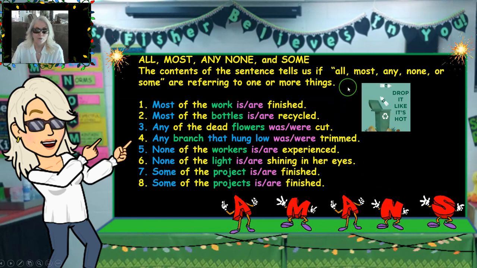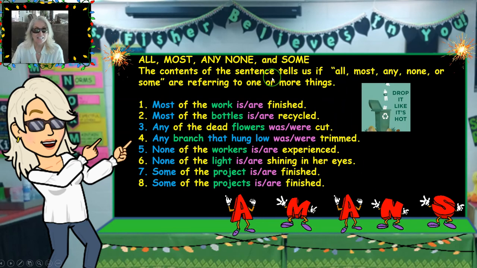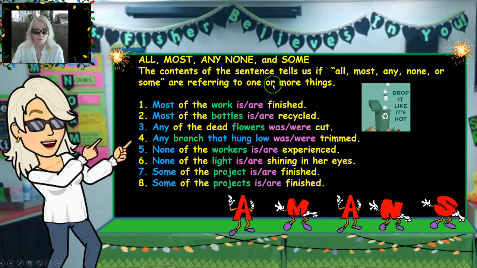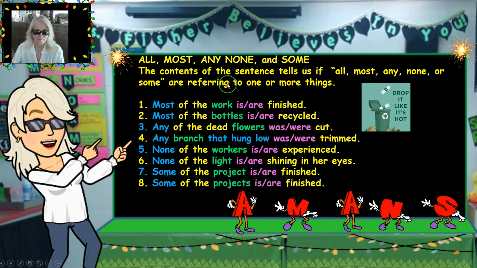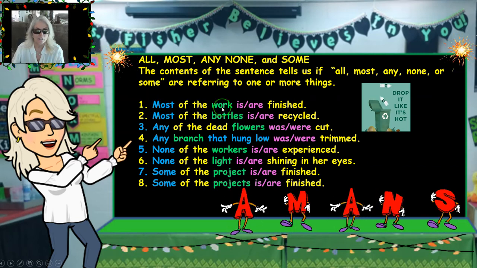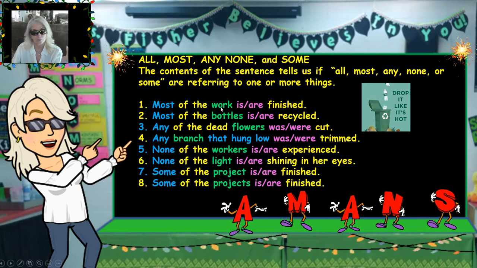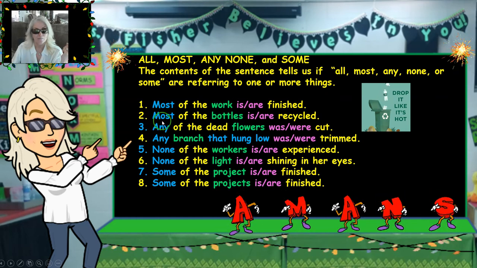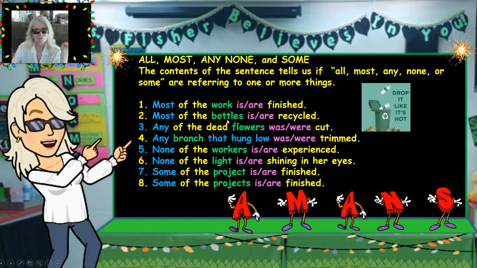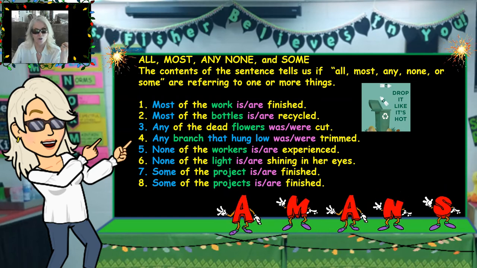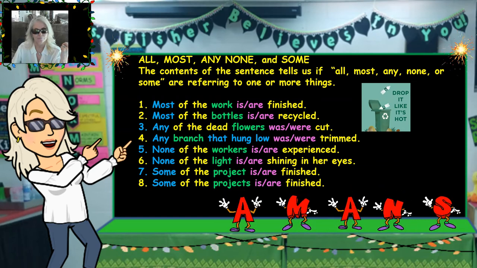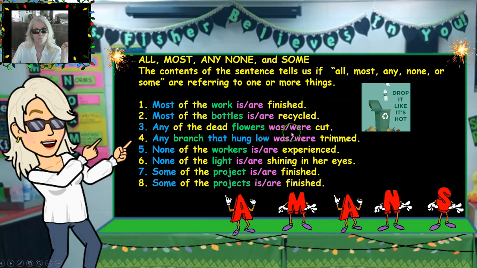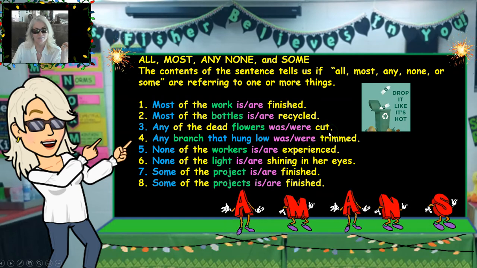So, almost, any, none, and some: the contents of the sentence tell us if almost, any, none, or some are referring to one or more things. So, most of the work is singular. Which one would you choose? Most of the bottles, is or are recycled? Any of the dead flowers was or were cut?